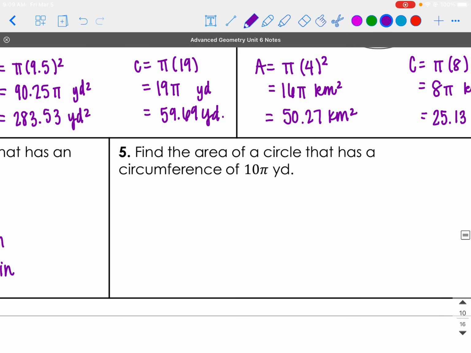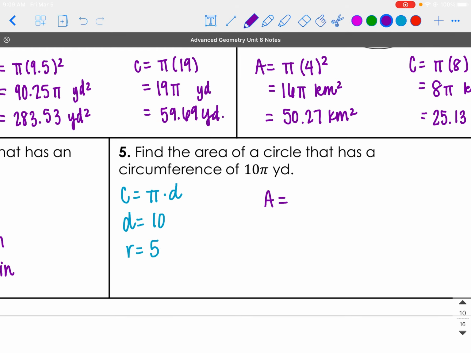Number 5, find the area of a circle that has a circumference of 10 pi. So circumference is pi times diameter. So that would mean that my diameter is 10, because 10 times pi, 10 pi, which means my radius is 5.